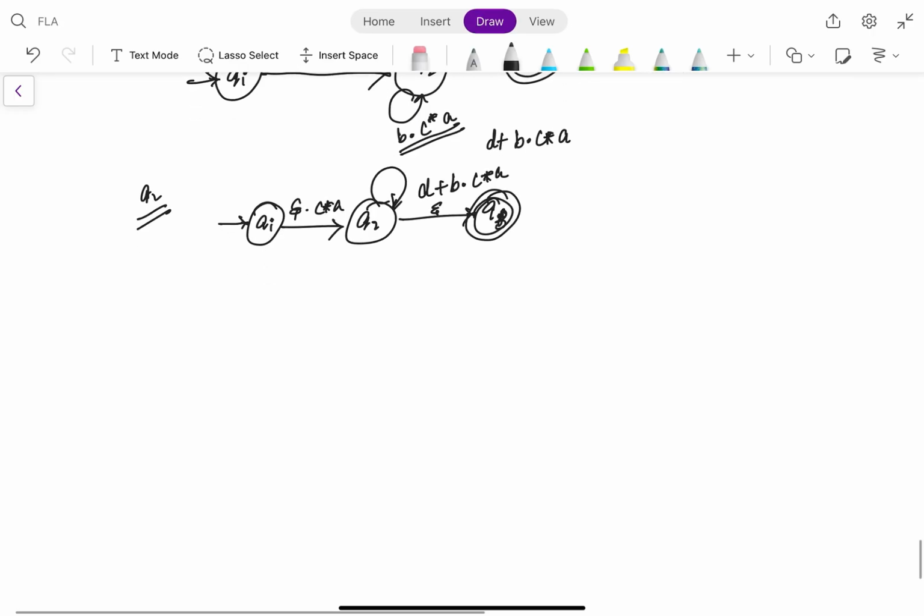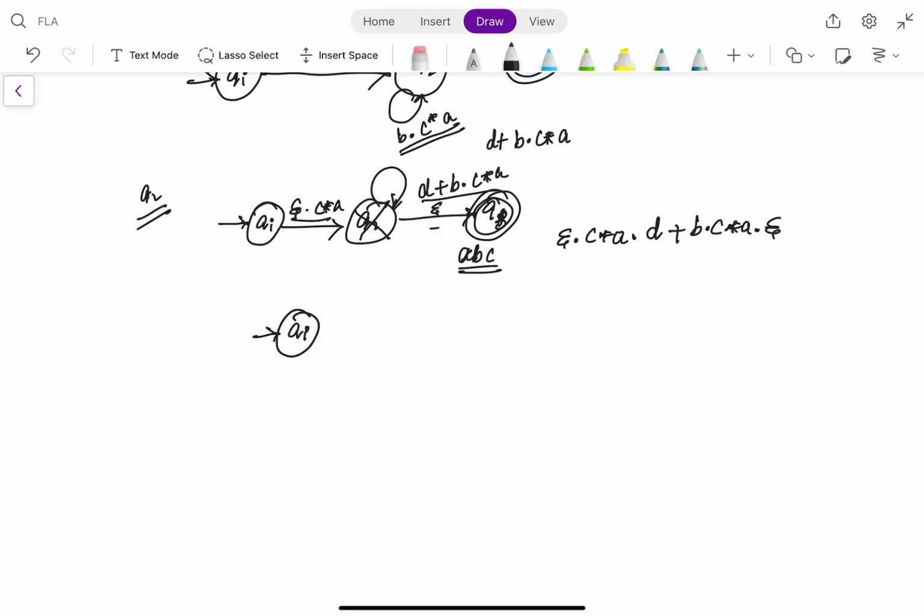Now we will try to remove Q2. If I want to remove Q2, how will you write this? This is a continuous transition, the A, B, C transitions. So you can write it as epsilon dot C star A dot B plus B dot C star A, dot epsilon. You can ignore the epsilon. So you remove Q2 and write a direct transition of C star A, B plus B dot C star A to the final state. That is okay.